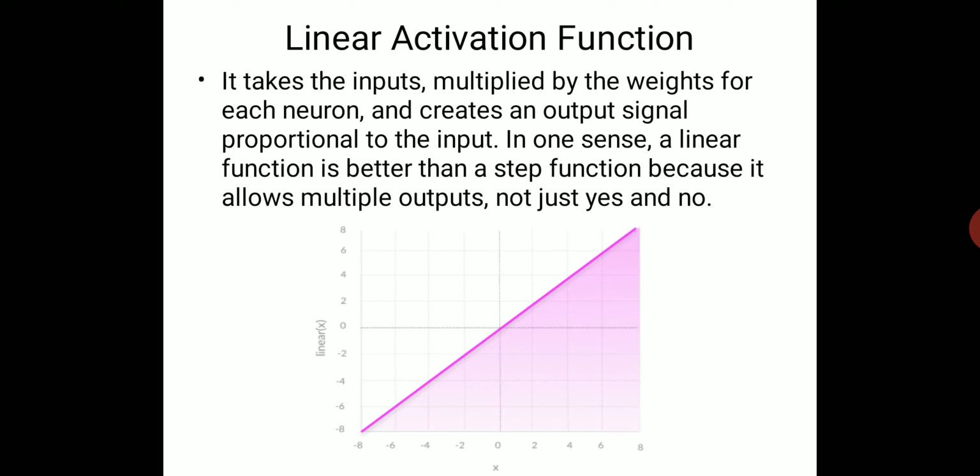Now another type is linear activation function. Linear activation function is the advanced activation function of the binary system. It takes an input, then multiplies weights for each neuron and creates a single output, with the signal proportional to the input. Okay, and it will provide a single linear line.